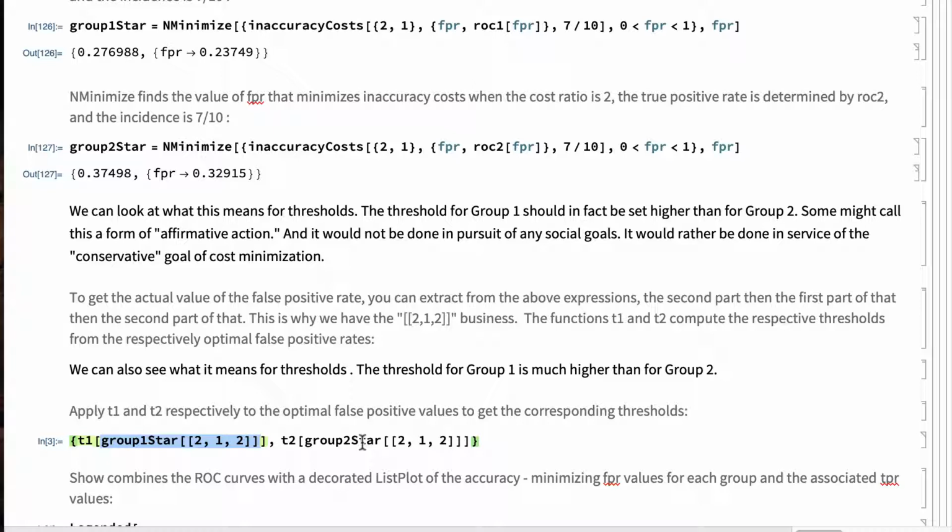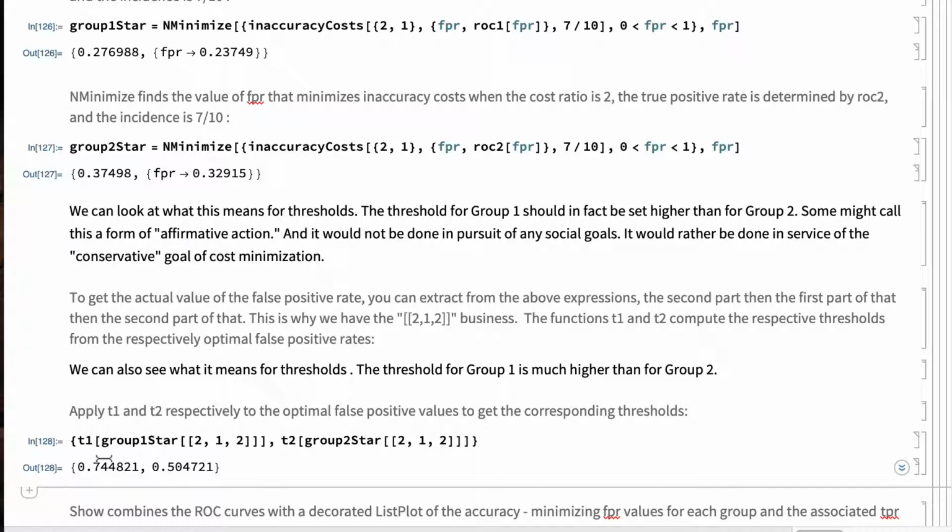We do the same thing for group 2, and we find out that actually the optimal threshold in this instance for group 1 should be higher than it is for group 2. In some sense, group 2 gets some affirmative action here to compensate for the lower ROC curve on which it operates. And personally speaking, I think that's an interesting finding: we're doing affirmative action here, not because of any concerns about social justice or diversity or all the usual things that are trotted out, but actually just to have a more accurate classification of individuals.